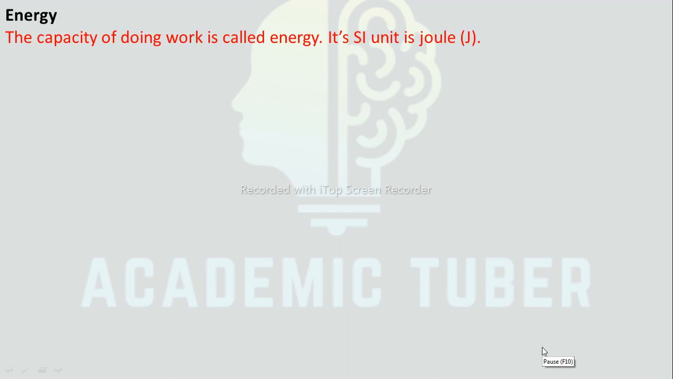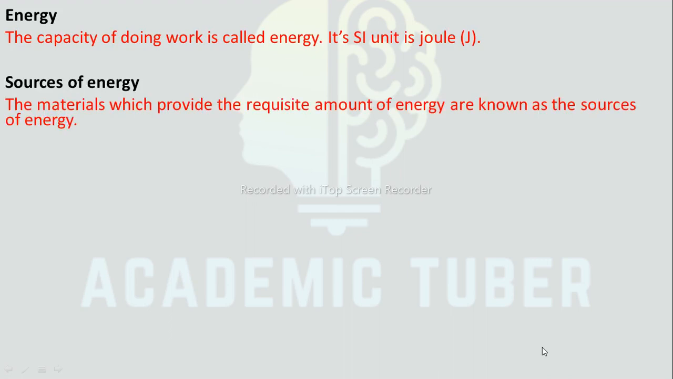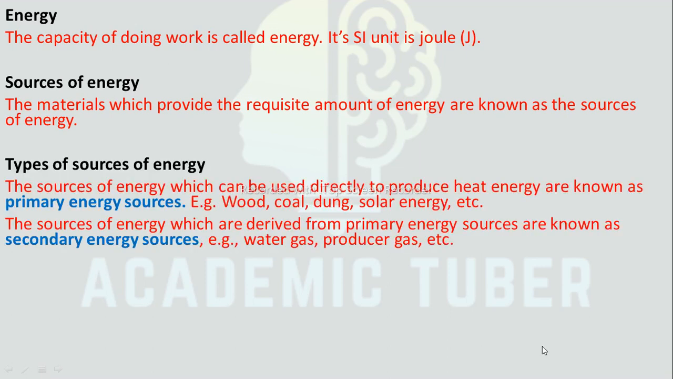Energy. The capacity of doing work is called energy and its SI unit is joule. Sources of energy. The materials which provide the requisite amount of energy are known as sources of energy. Types of sources of energy. The sources of energy which can be used directly to produce heat energy are known as primary energy sources. Examples of primary energy sources are wood, coal, dung, solar energy, etc.